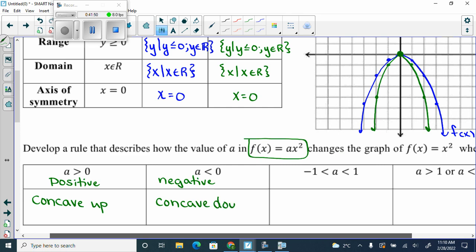We already talked about the other two parts on the previous page. If a is greater than 1, it's narrower, right? If a is between 0 and 1, it's wider, which we wrote on the previous page, so we don't really have to talk about that as much here.